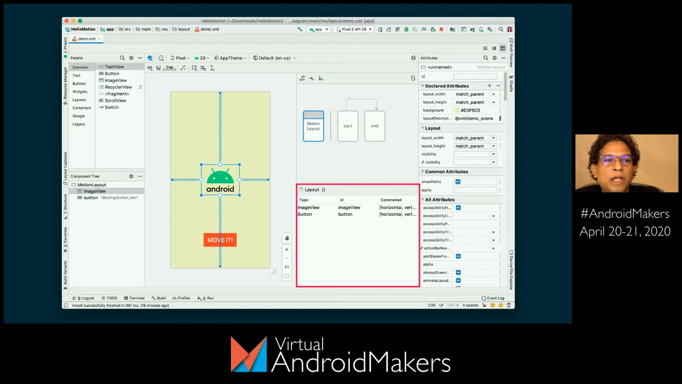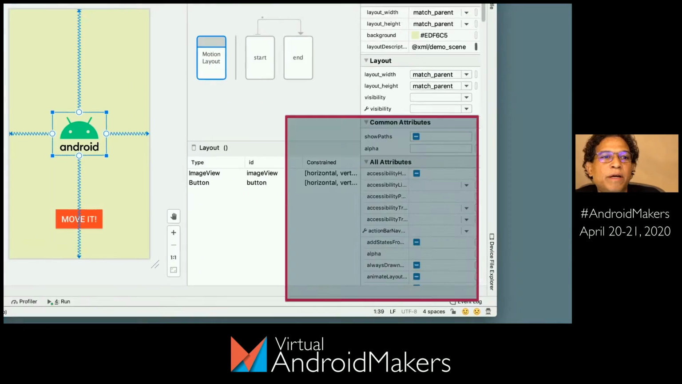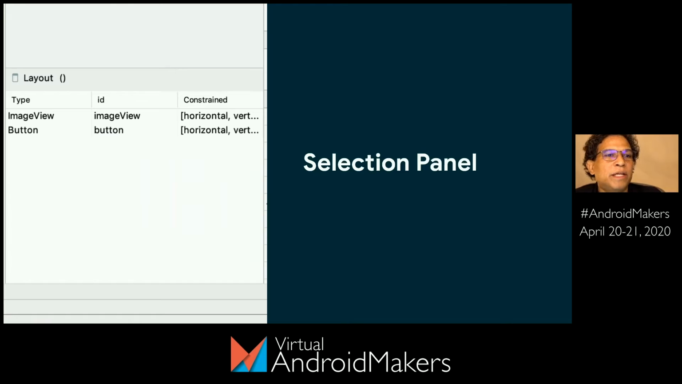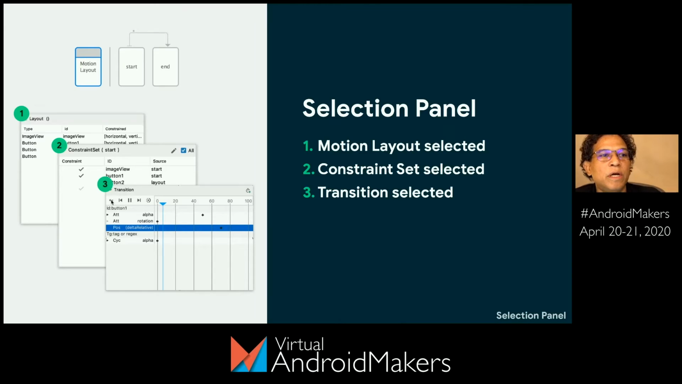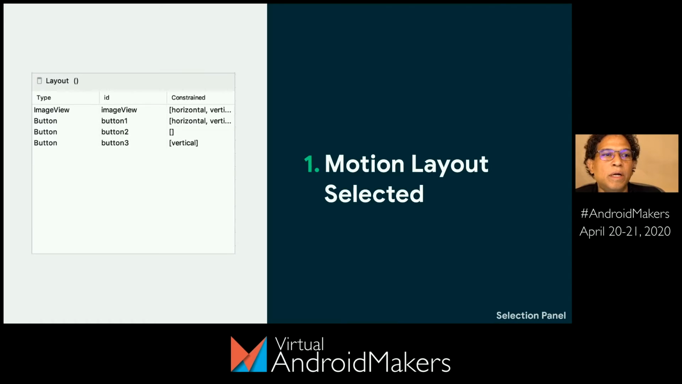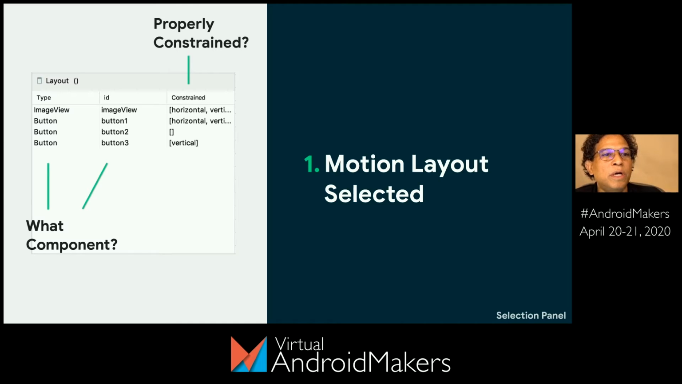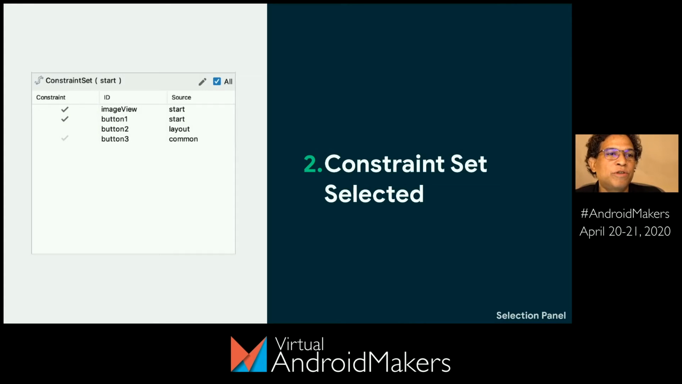Now let's go into a little bit of what you see in this table here. The table, we call it the selection panel, and it has really 3 different modes to it: when your motion layout is selected, the constraint set selected, or if you have a transition selected. And if you have a motion layout selected, it's showing you what the component is, the ID of it, and whether it's properly constrained in both horizontal and vertical, and where those constraints come from.